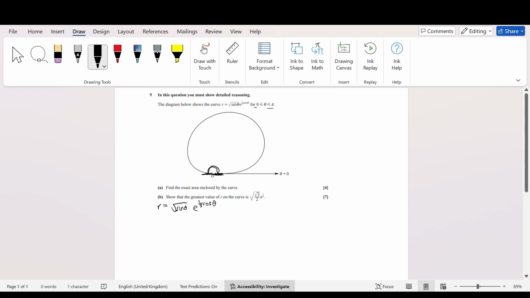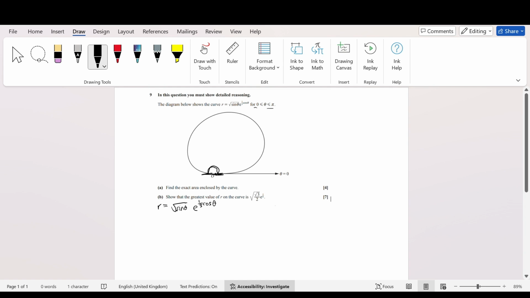So for part B, it says show the greatest value of r on the curve, which we've been given is this. It's very long to read out, but it's root of root 3 over 2 times e to the 1/6. So basically what we're going to have to do here is apply some different topics to polar curves that we probably haven't covered in as much detail, but it's nothing to be too frightened of just because it's 7 marks. So the first thing to notice is it says the greatest value of r.